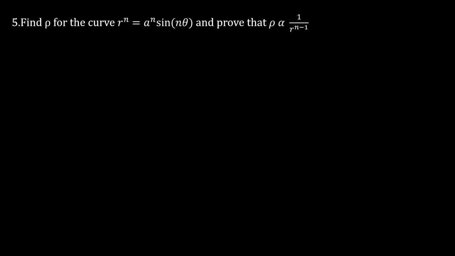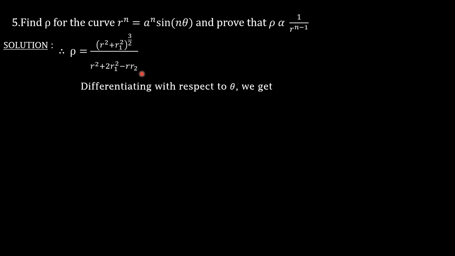Next problem, students, that is to find the radius of curvature of r to the power n is equal to a to the power n into sin n theta, and hence you are asked to prove that rho is inversely proportional to r to the power n minus 1. Observe the curve, students. Since the curve is in terms of r and theta, it's a polar curve. So we know that the radius of curvature in polar form is given by rho is equal to r square plus r1 square to the power 3 by 2 divided by r square plus 2r1 square minus r r2.